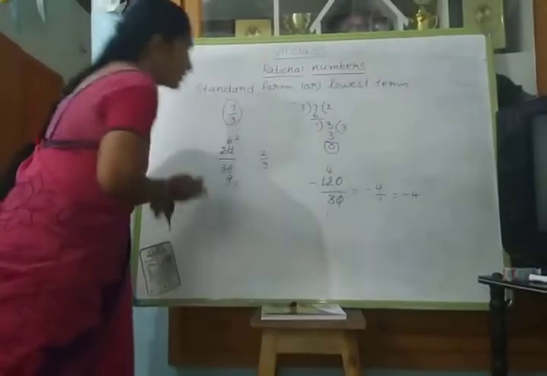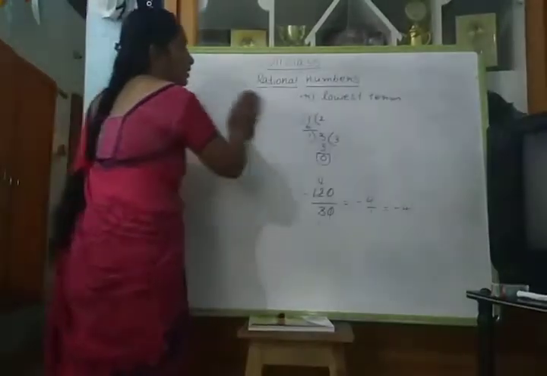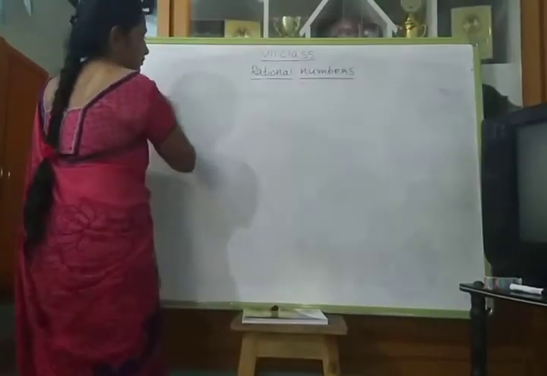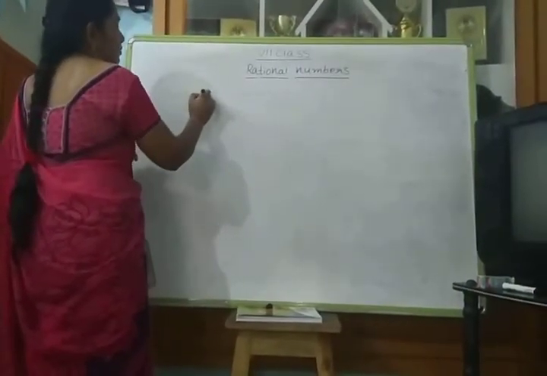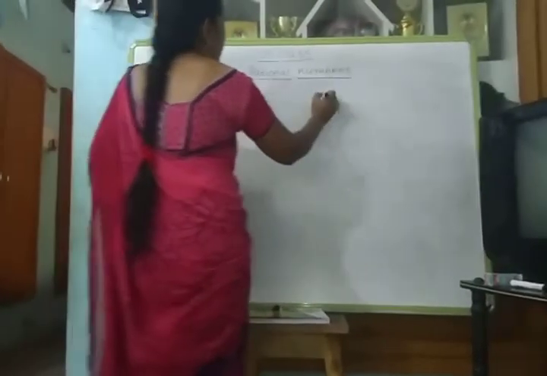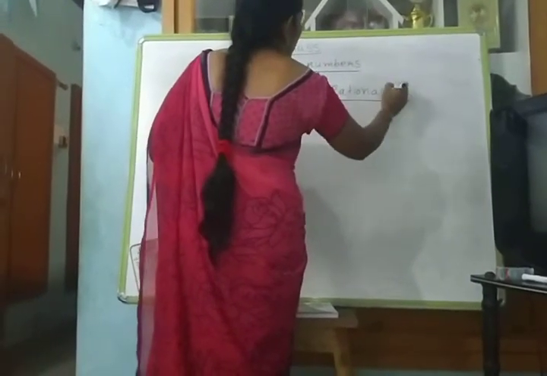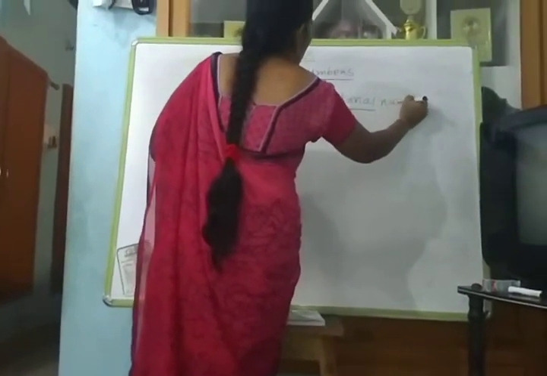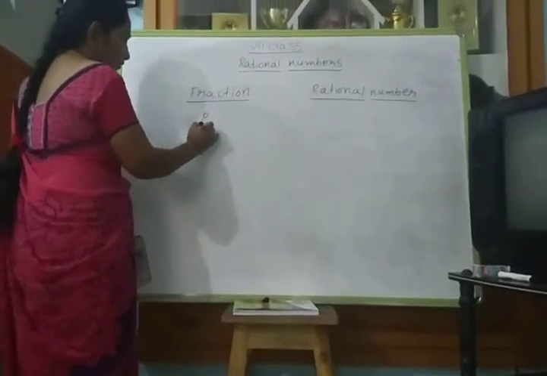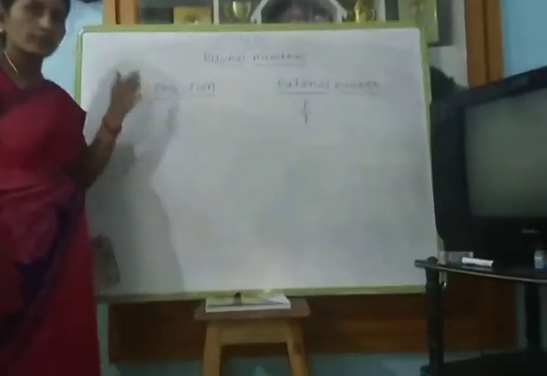Remember that. Next, what is the difference between a fraction and a rational number? Fractions are also in P by Q form only. Here rational numbers are also in P by Q form. Then what is the difference here?